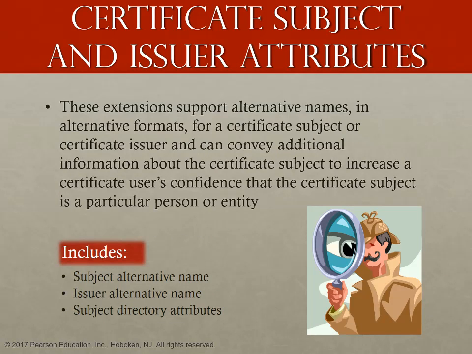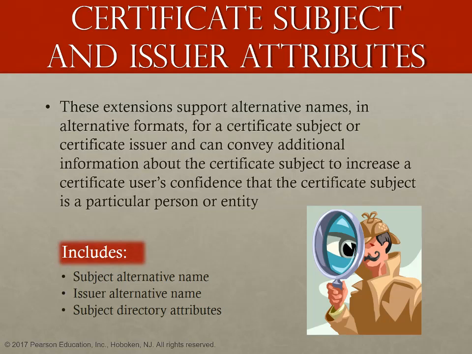Certificate subject and issuer attributes. These extensions support alternative names in alternative formats for a certificate subject or certificate issuer and can convey additional information about the certificate subject to increase a certificate user's confidence that the certificate subject is a particular person or entity. For example, information such as postal address, position within a corporation, or picture image may be required. The extension fields in this area include the following.